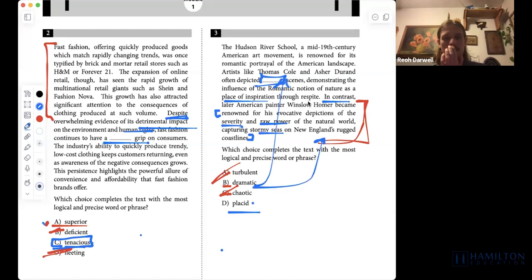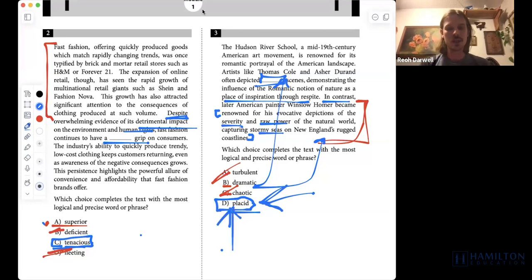A place of inspiration through respite. When something is placid, it is at rest. Okay. Lake Placid has no wind on it. When you're feeling placid, you are at rest, you are calm, at ease. Okay. So turbulent and chaotic are opposite distractors, and dramatic just does not fit nearly as well as placid does in this context. If you're missing a question like this, guess what? Placid is on our vocab list, right? It's also a word that apparently has been on the SAT. So this is a good word for you to know, and the vocab lists are a good thing for you to study.